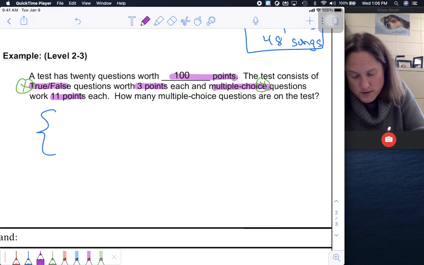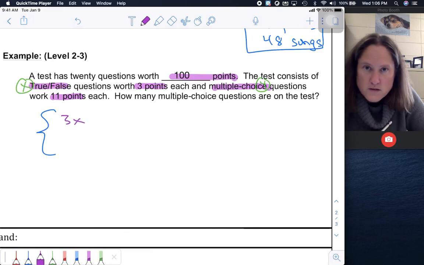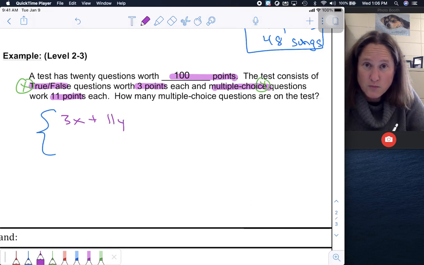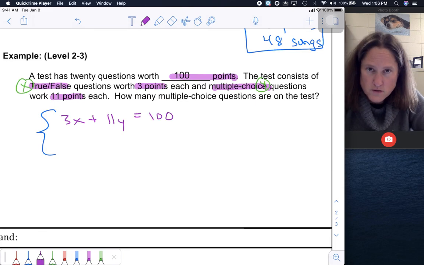X is true and false. Each one of those is worth 3 points. So if I had 2, I would take that and multiply it times 3. If there were 4, I would take 4 and multiply it times 3. So if I have X, I would take that and multiply it times 3. Add that together with the same thing for multiple choice questions, only that's 11 points for each of them, and the total has to be 100 points. Okay, that's the first equation.